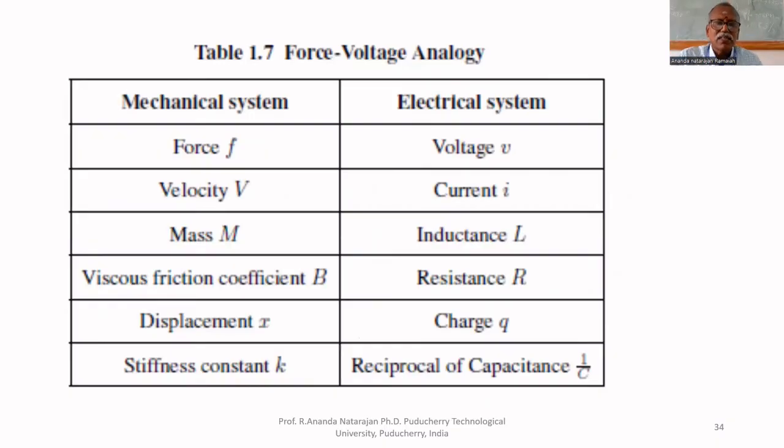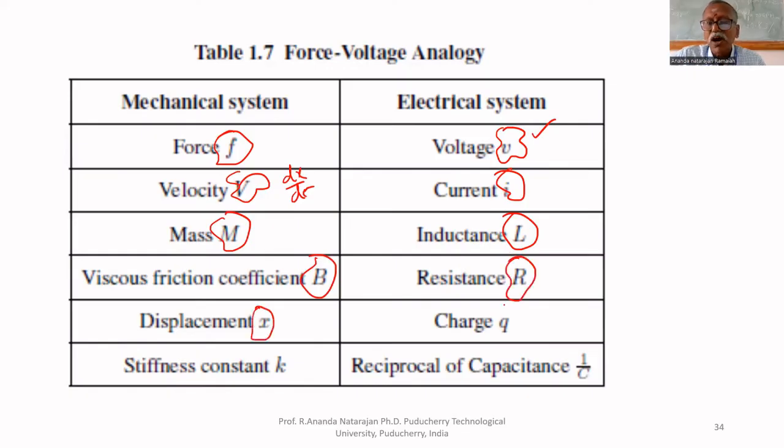So now what are the equivalences? For a given force, the equivalent in the analogous electrical system is voltage. For velocity, dx by dt. Velocity means dx by dt. Here current. Here mass M means here inductor L. Here viscous friction coefficient B means here R, resistance. Here displacement X means here charge Q.